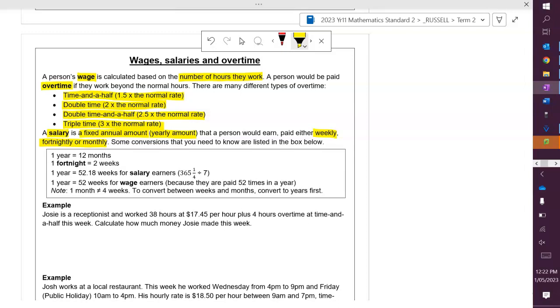Some conversions that we need to know about is that a year is 12 months, which we should know. A fortnight is equal to 2 weeks. Now, this is where we get a little bit different. A year is 52.18 weeks for salary. That's because if we take 365 days, but it's really a quarter day, that's how we get our leap year, and we divide it by 7, we get 52.18.